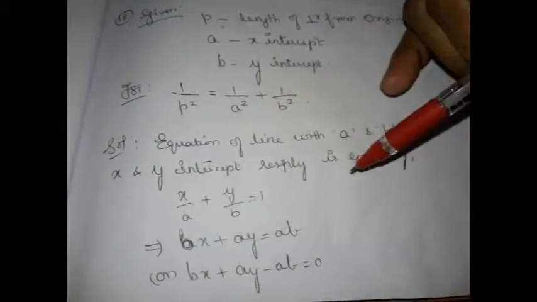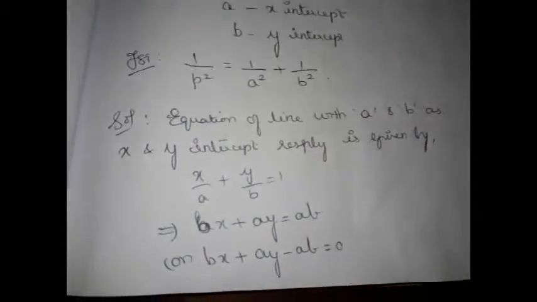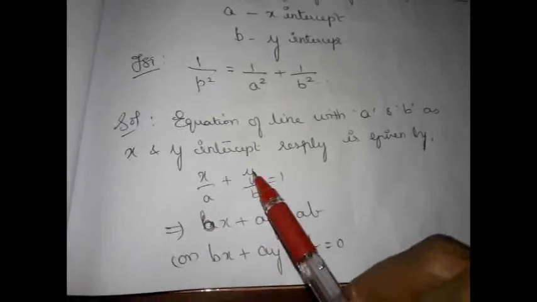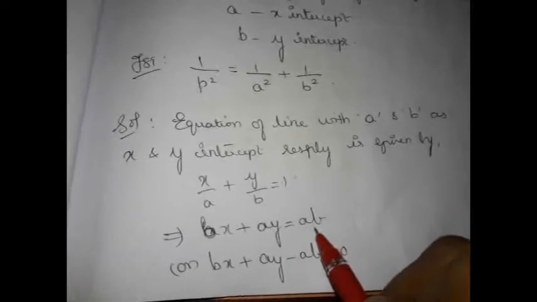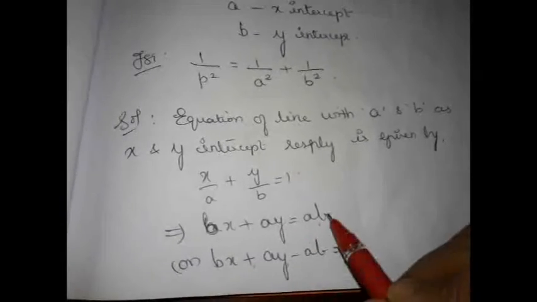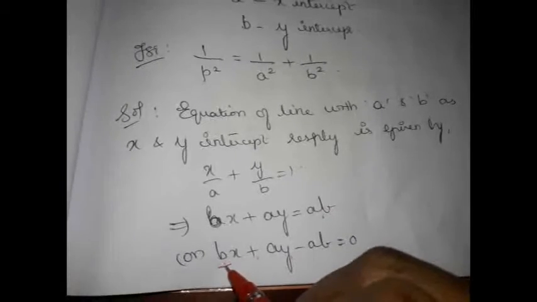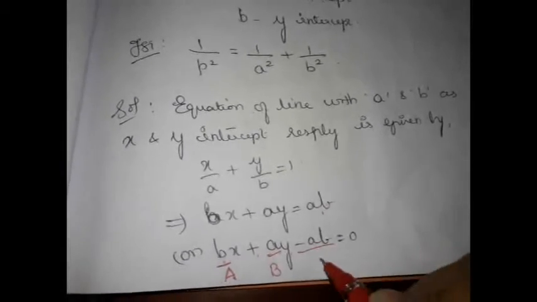So what is the equation in intercept form? x by A plus y by B equal to 1. So take the LCM and cross multiply it. We get BX plus AY is equal to AB, which is our LCM. So if we bring it to the other side, it will become BX plus AY minus AB equal to 0. From this, the value of A is B, the coefficient of x, this is B, and this is going to be C. And it is the distance from the origin, therefore x1, y1 is 0, 0.